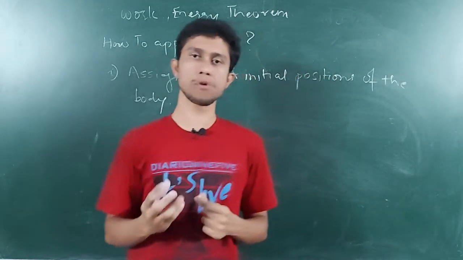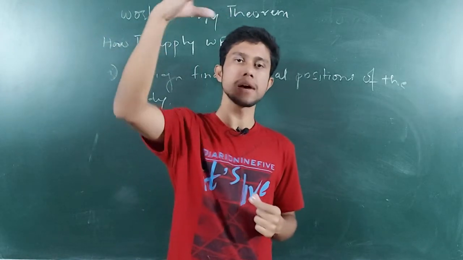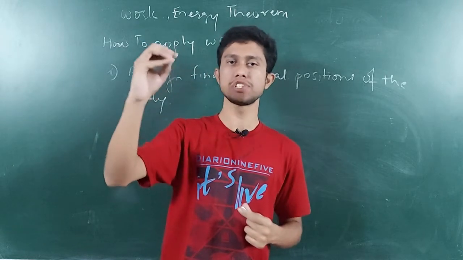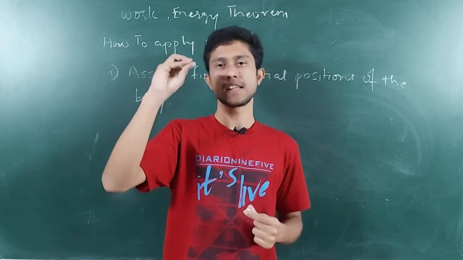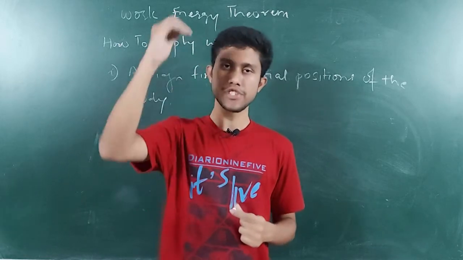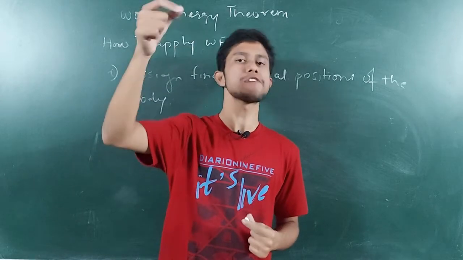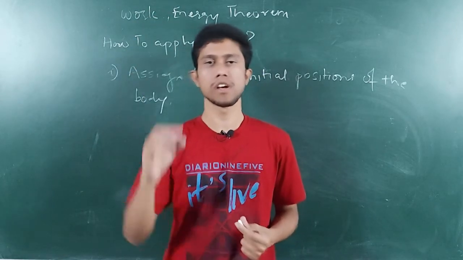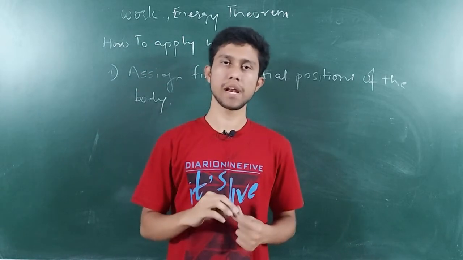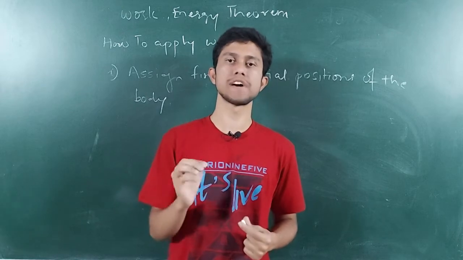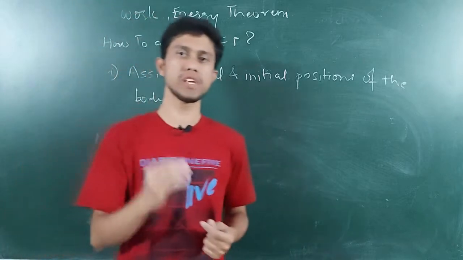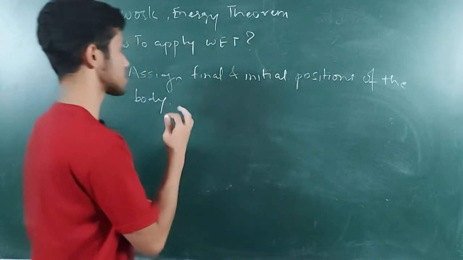What does it mean? Suppose I am just releasing a ball from some height. So the height from which I am releasing the ball will be the initial position. Okay, and the last position of the ball will be the ground, because it is going to touch the ground. So in this journey of the ball, from the top, from the point where I am releasing it, to the bottom, that is the ground, I'll assign the initial position as the point from where I am releasing the ball, and the final position will be the position where the ball touches the ground. So this is how we assign final and initial positions to the object. Okay, so this is step number 1.